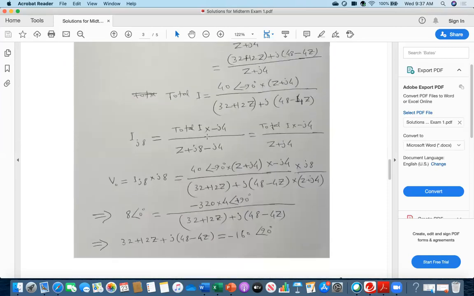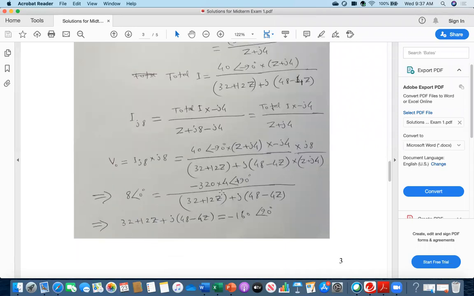You see, this is the current divider rule. Total current multiplied by the other impedance, the one at which I am not interested in finding the current, divided by the total impedance. So therefore total current minus J4, G plus J4. And then you substitute the total current value here.